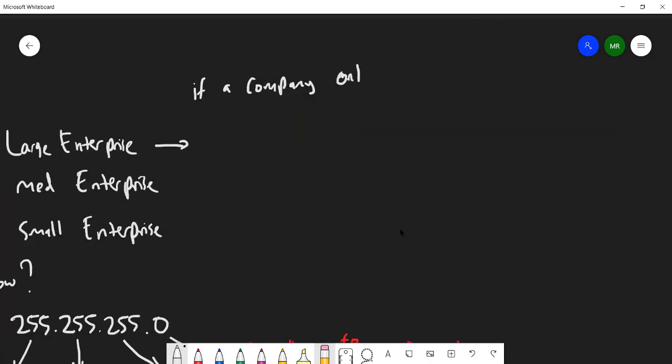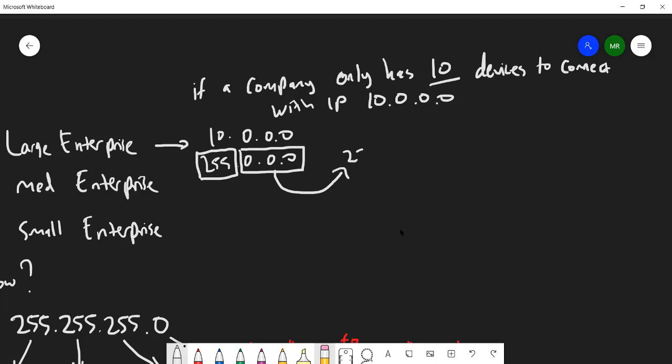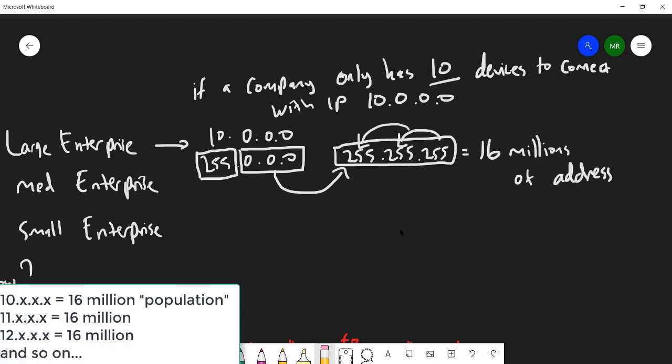Back to classes. What if a company only has 10 devices to connect? If we are given, for example, 10.0.0.0 with the default subnet mask, let's see how it goes. 10.0.0.0 with 255.0.0.0 means we have 16 million IPs per network. Such a waste of addresses.